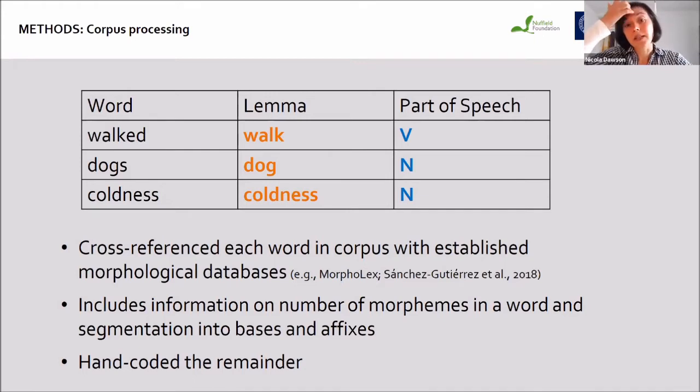So the corpus didn't actually contain any information on morphological structure other than, obviously, the lemmatized forms of the words. So what we had to do was to take each word in the corpus and cross-reference it with an established morphological database, which is known as MorphoLex. This includes information on the number of morphemes in a word, and it also provides a segmentation of the morphological structure into bases and affixes. Not all of the words in the children's corpus were available in the morphology database, so we hand-coded the remainder with some help from linguistics students.